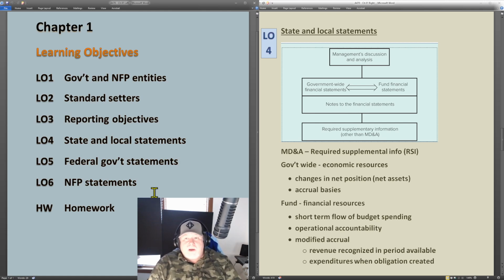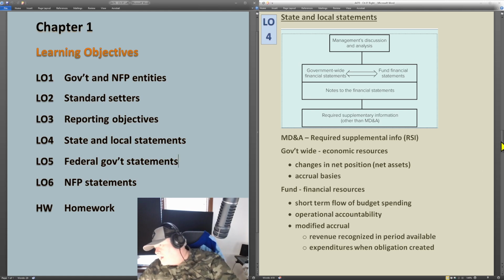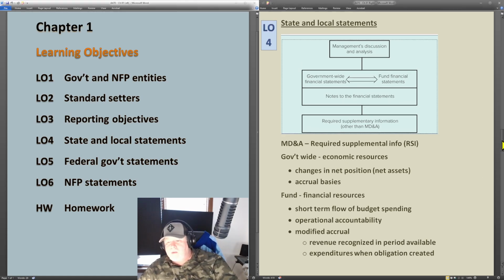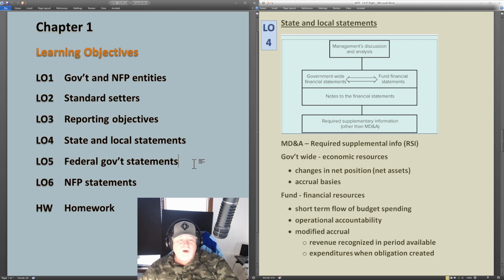The last three learning objectives are just looking at these three different groups: the state and local governments, looking at what their financial statements look like, the federal government statements, and the not-for-profit statements. And that is where we're going for tonight. So let's take a look at the state and local statements. And again, you'll see some familiar items, at least, hopefully, it's familiar to you.